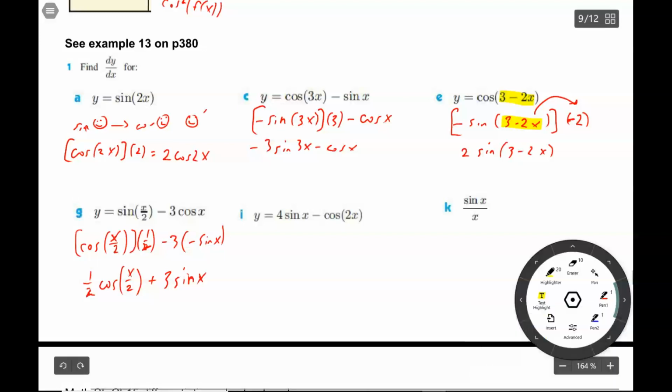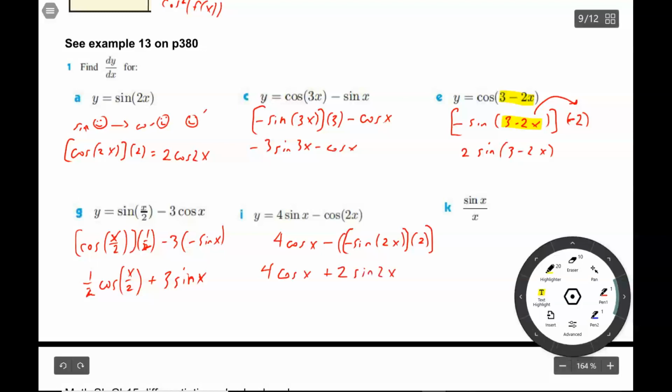Okay, I. The derivative of 4 sine x, that's pretty easy. It's just 4 cosine x, right? The derivative of negative cosine 2x, okay, the derivative of cosine is negative sine, right? So the derivative of cosine something is negative sine something. And then we multiply that times the derivative of the inside, which is 2x, so it's 2. Let's rewrite that so that we don't need parentheses. So we'll put plus 2 sine 2x.